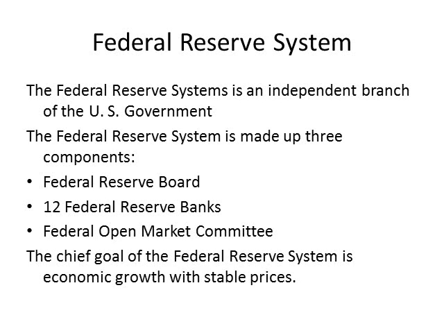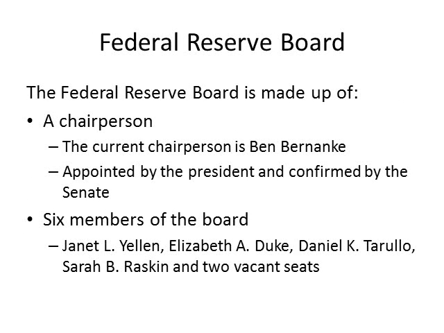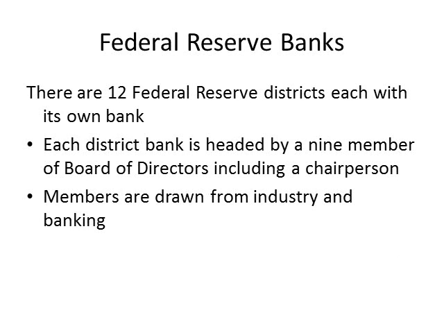The Federal Reserve System is made up of a 7-member board of directors, including a chairman, who is currently Ben Bernanke, 12 regional Federal Reserve banks, and the Federal Open Market Committee. The Federal Reserve Board is made up of a chairperson who is appointed by the President and confirmed by the Senate. And there are 6 members of the board. The current members of the board are Janet Yellen, Elizabeth A. Duke, Daniel Tarullo, Sarah Raskin, and there are currently 2 vacant seats on the board.